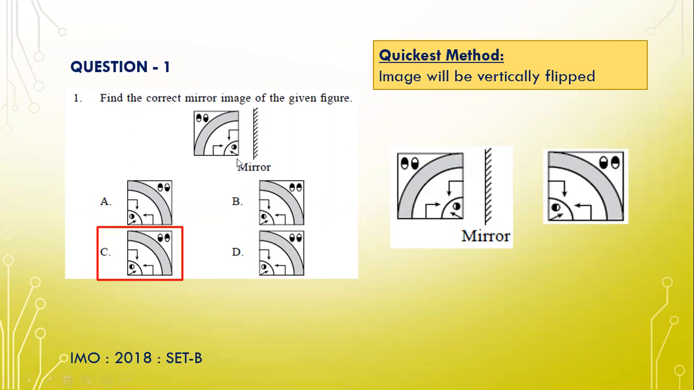So in this, the mirror is here and the figure is here. So how will the figure look when it is vertically flipped? The arrow that points left will point right, and the arrow pointing rightwards will point leftwards, and again note the position of this. These things will remain like this when they are mirrored. So an easy question to start with.